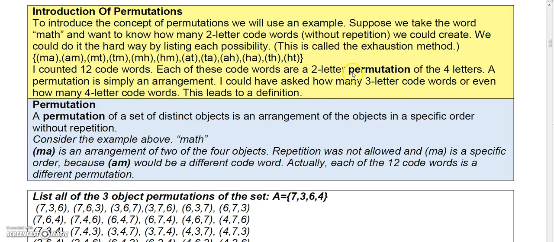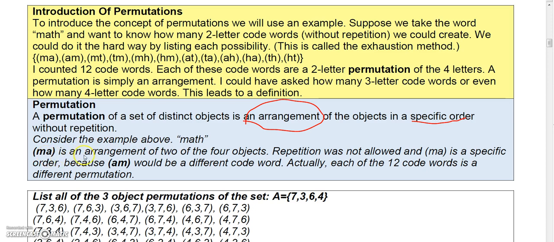But anyway, these are considered to be permutations because the order matters. So what is a permutation? A permutation of a set of distinct objects is an arrangement. So it has to do with the ways the objects are arranged in a specific order without repetition. I'm going to say this throughout: if repetition is allowed, you can't use permutation or combination formulas. You have to go back to the multiplication principle. So just remember that.